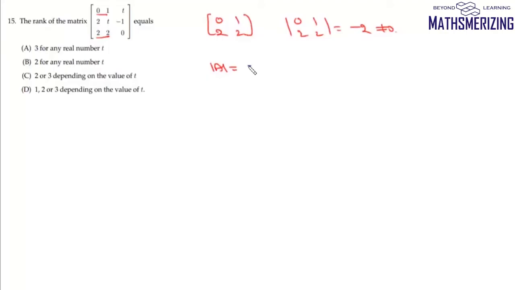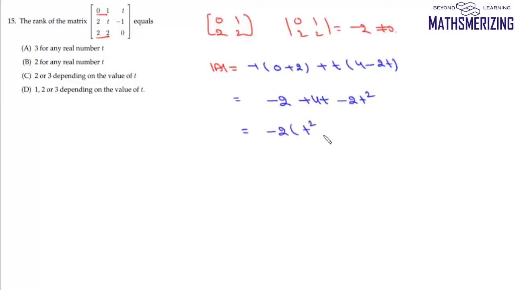So its determinant will be minus 1 and then 0 plus 2 and then plus t. So it will be 4 minus 2t. So we'll get this as minus 2 plus 4t minus 2t square. So what we'll do is we'll take minus 2 common. So then we'll get t square minus 2t plus 1. So it'll be minus 2 into t minus 1 whole square.